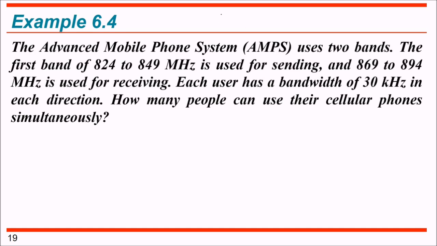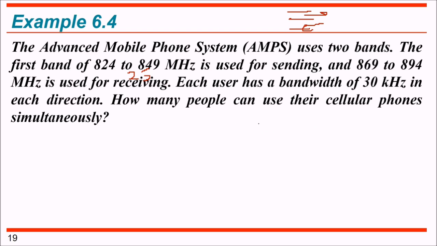AMPS, Advanced Mobile Phone System, uses 2 bands. The first band, 824 to 849 megahertz, that is around 25 megahertz, is used for sending, and 869 to 894 is used for receiving. So each user has a bandwidth of 30 kilohertz in each direction.